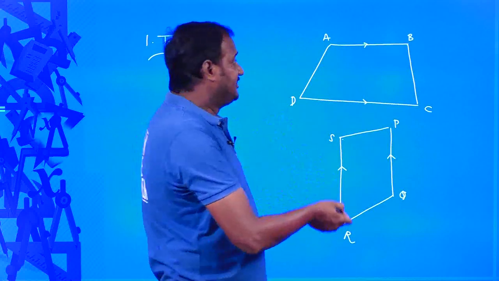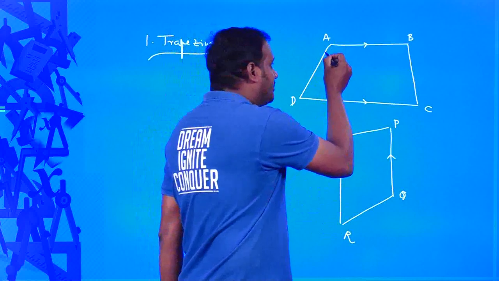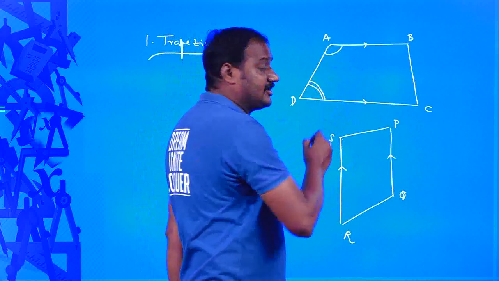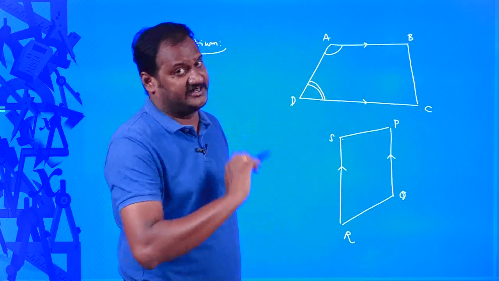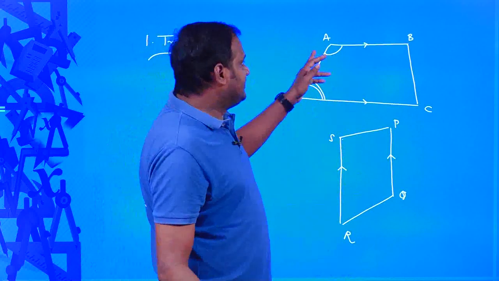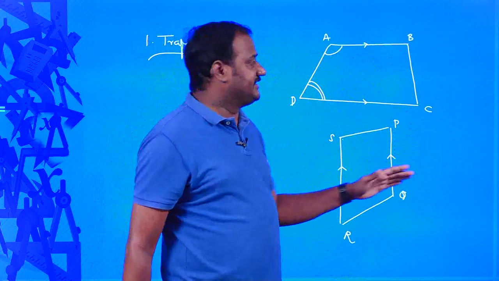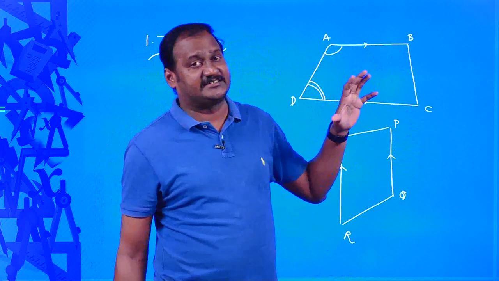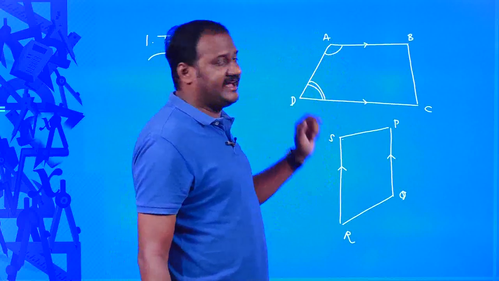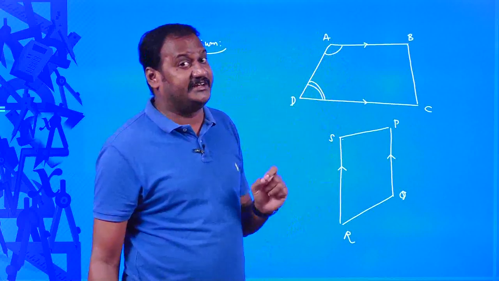Yes, of course. If this is a transversal, then what do you call this angle and this angle? These two angles are said to be co-interior angles, as we already discussed about the transversal properties of parallel lines. See, if AB is parallel to CD, then you can say AD is a transversal. If AD is transversal, angle A and angle D are said to be co-interior angles.